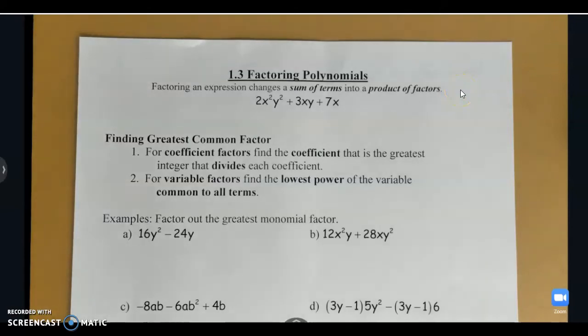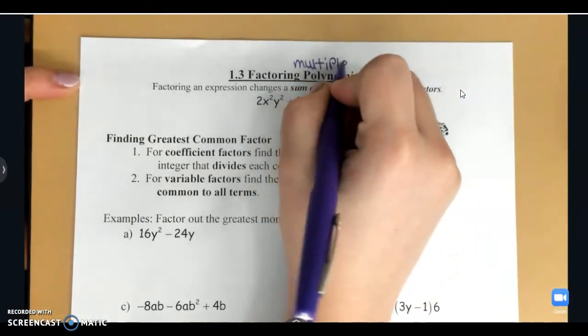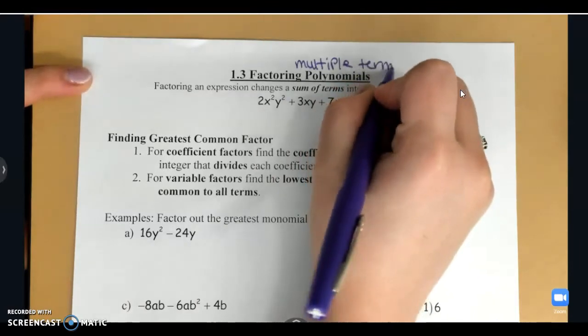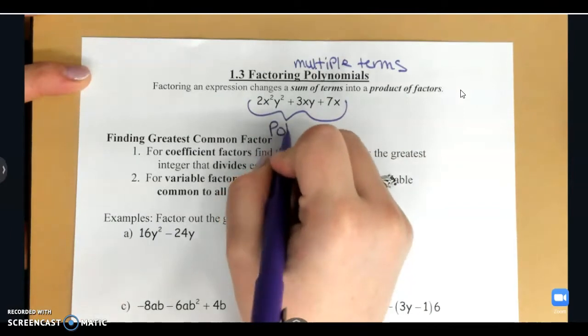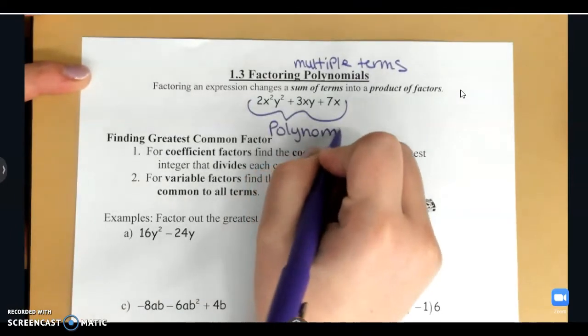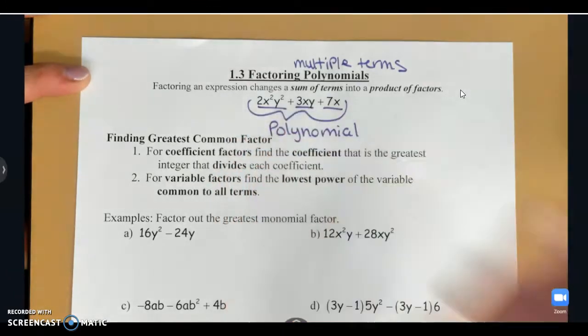This is a recap of our factoring polynomials notes. So when we're factoring a polynomial, meaning it has multiple terms, we are going to be taking out the greatest common factor from each term. So in this particular polynomial, each term is separated by the plus sign. So I have 3 terms.